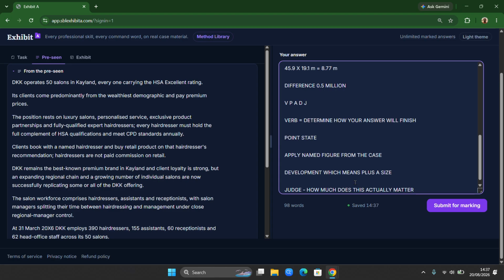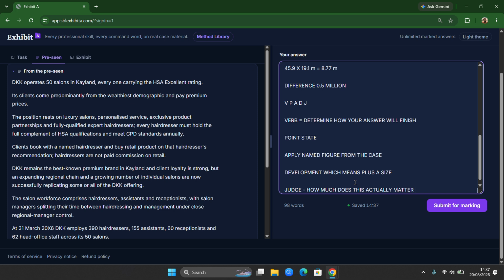So when I plan and write my answer, this is what I'm going to do. Every point that I'm going to write will use these moves, VPADJ. So again, V is the verb, and I've already done that once. It's evaluate, so I know where I have to finish my answer. Then for each point, I'm going to state the point, apply a figure from the case, then I'll develop it, and then I'll judge how it matters. So P and A together, you'll get 1 mark. The D is the one that gets you the second, and the D is the one that most people will skip here in their SBL exam. And obviously the judge is the most important.